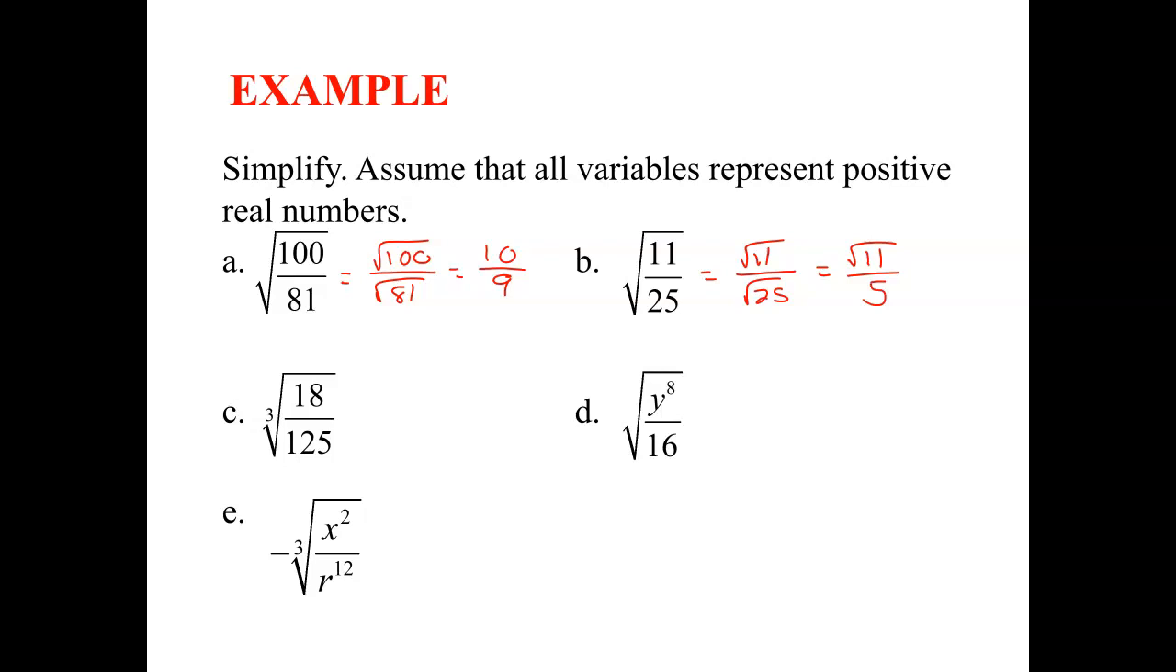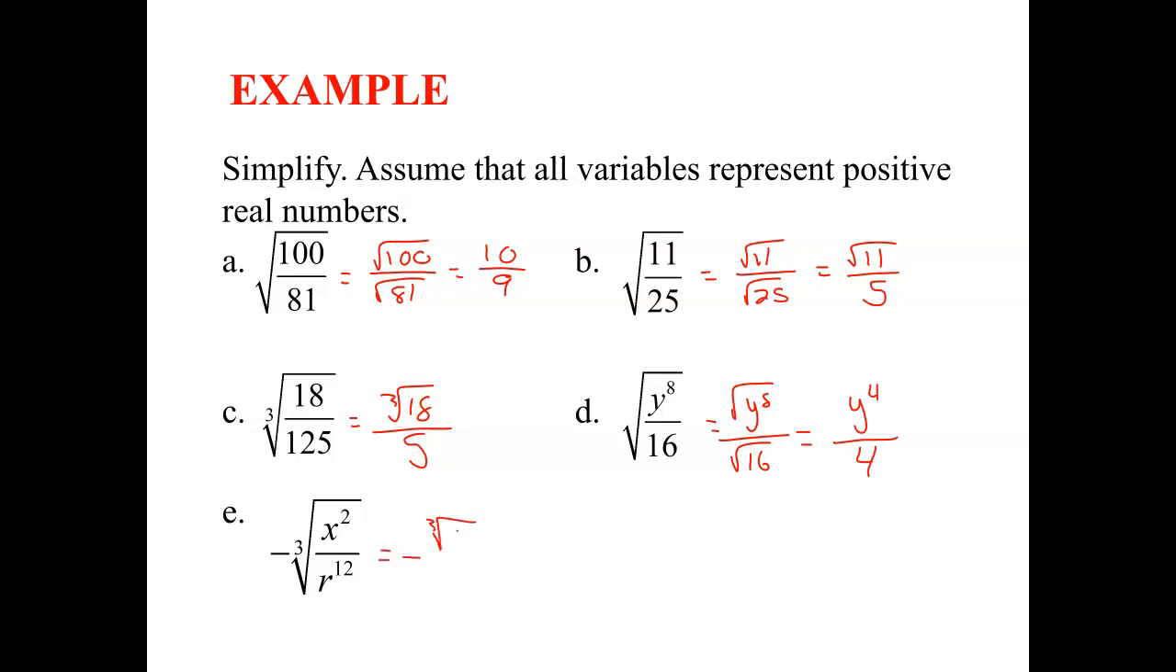So it allows us to simplify when our fraction as a whole isn't a perfect square, but the numerator or denominator individually can be simplified. So cube root of 18, there's nothing I can do to simplify that, but I can take the cube root of 125. 5. Then I've got the square root of y to the 8th over the square root of 16. What's the square root of y to the 8th? Y to the 4th. Divide by your index. And over 4.